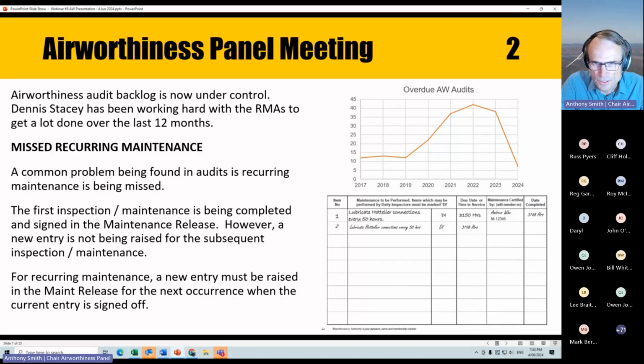Over the COVID years, with restricted movement around the states, the airworthiness audits, which happen every 2 years, got seriously out of control. We had an enormous backlog develop, and the RMAs had been working very hard at trying to regain this under control. Dennis Stacey has been managing this, and it's a big well done to the team for what they have done over the last 12 months.